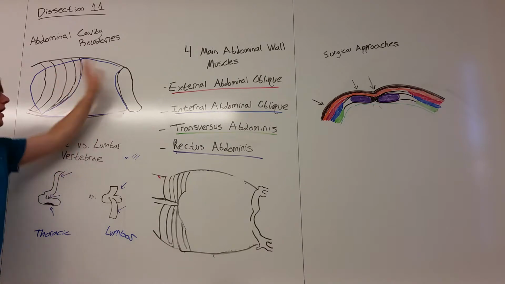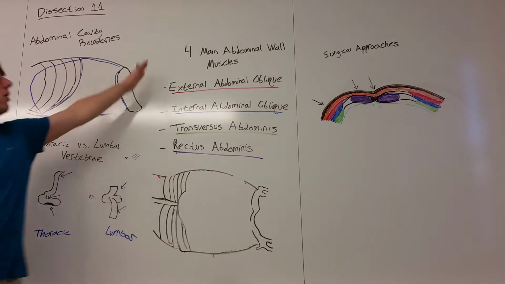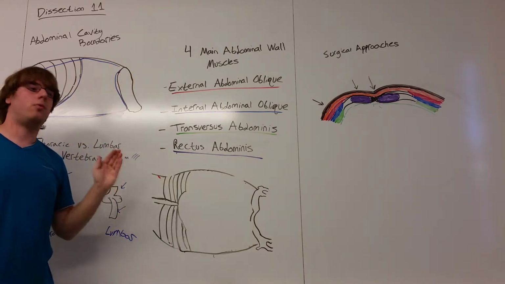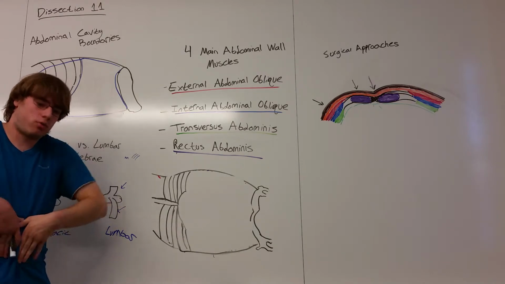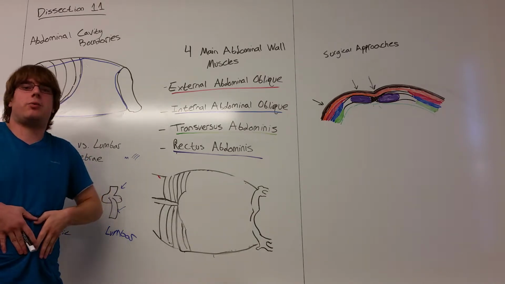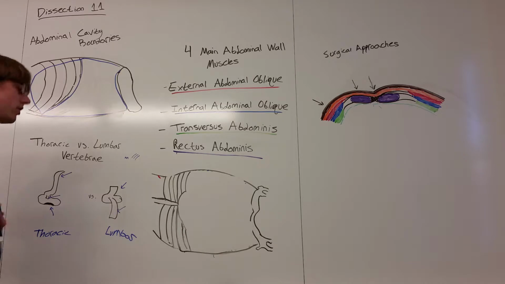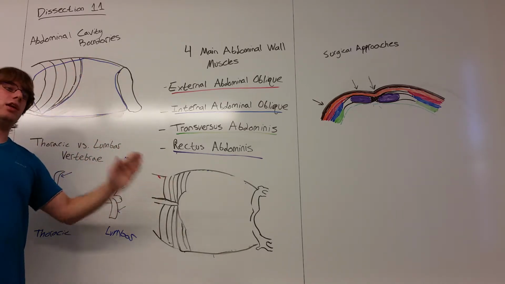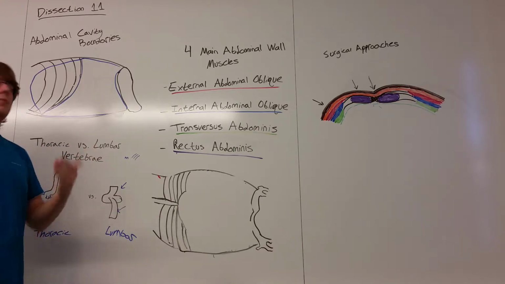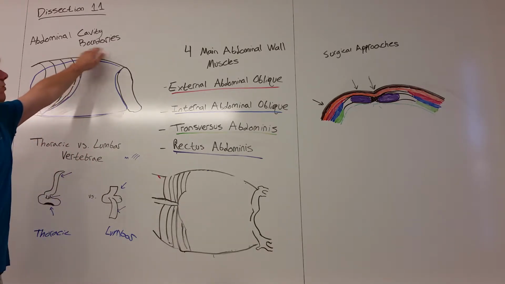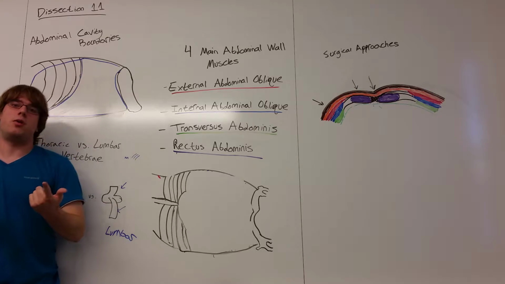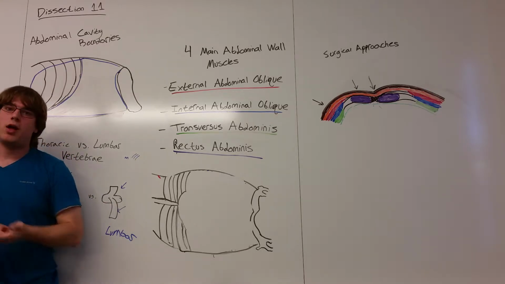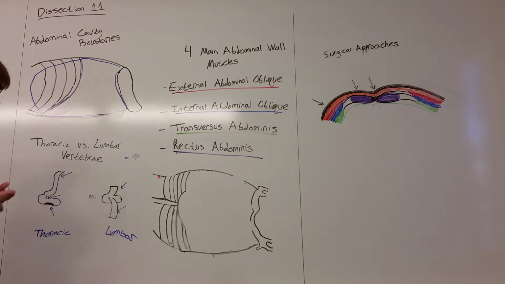Our ventral and lateral boundaries will be based on our 4 abdominal wall muscles. They are just the muscles that wrap around our abdominal cavity, both laterally and ventrally. Our caudal boundary is our pelvic inlet. It is the entrance into our pelvic cavity. And finally, our dorsal boundary will be some thoracic vertebrae and then a whole bunch of lumbar vertebrae.